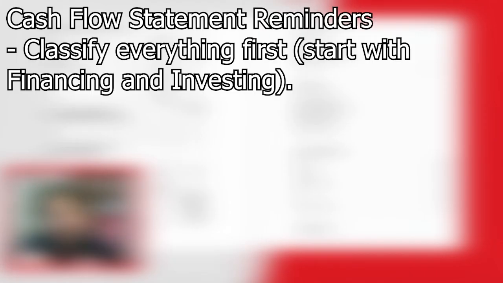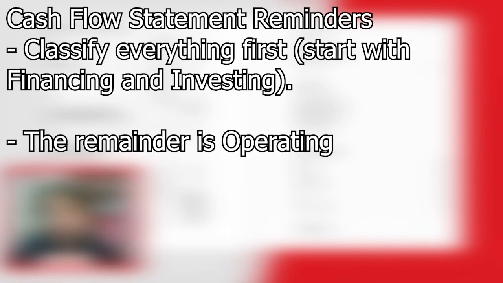When you're classifying everything, do investing and do financing first, because there's only 6 transactions that can go in investing or financing, 2 in investing and 4 in financing. Everything else has to be operating. So operating will be your biggest one. That's just a little trick you can try.